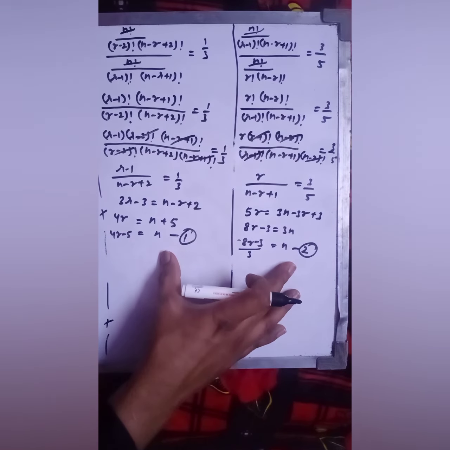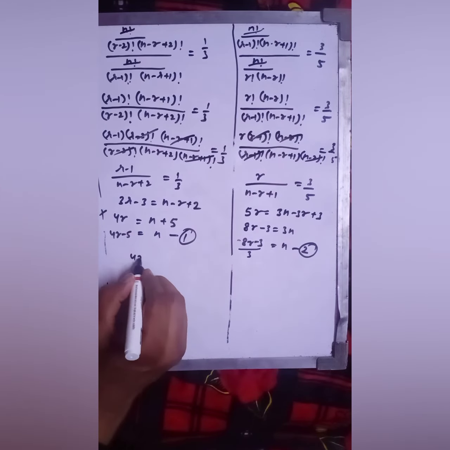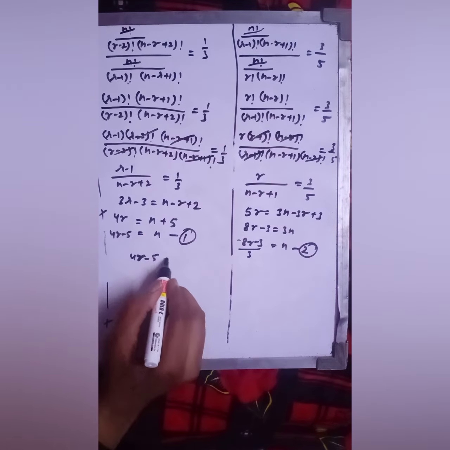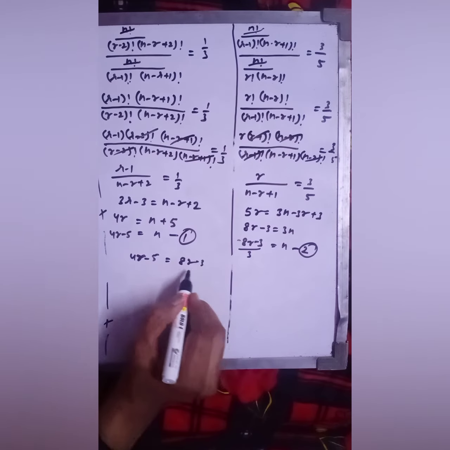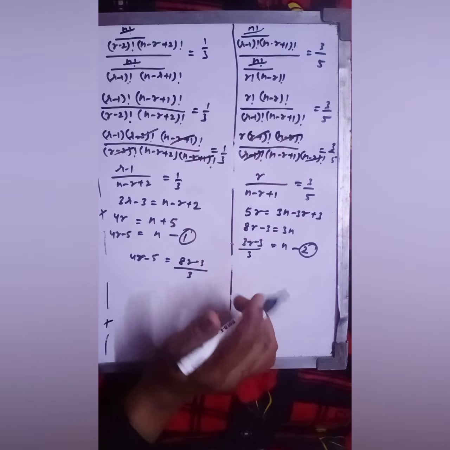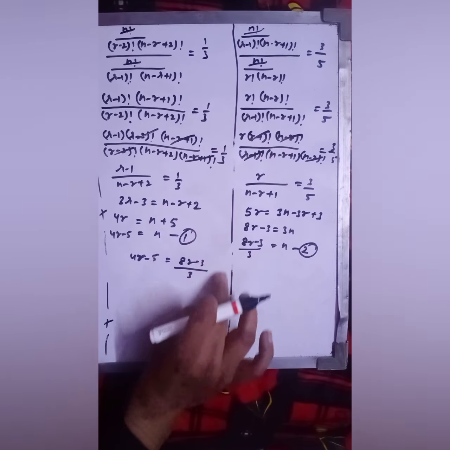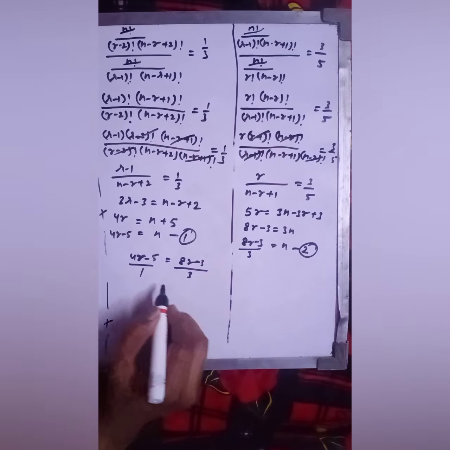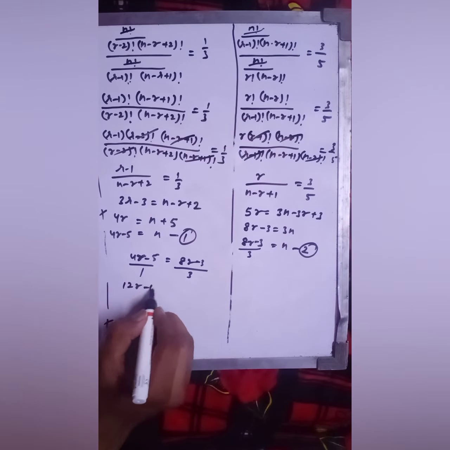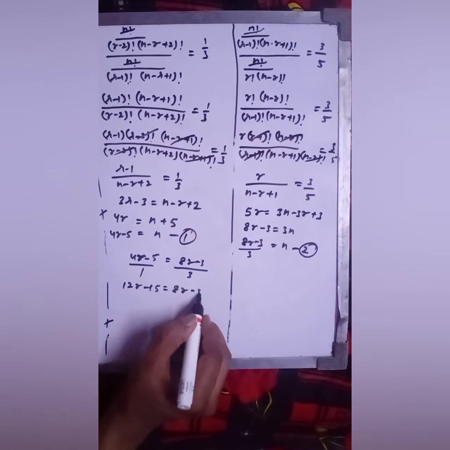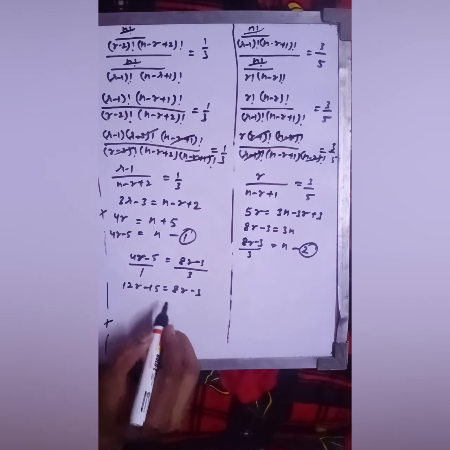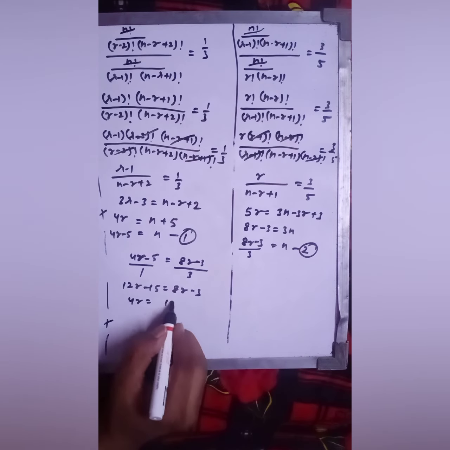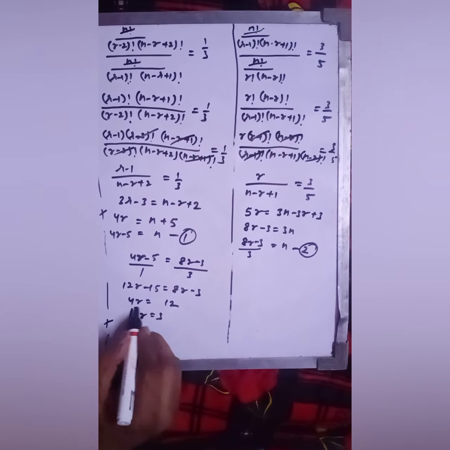So here both are the value of n. So we are equating both of them equals to each other. So 4r minus 5 is equals to 8r minus 3 over 3. This is 8 only. Okay, so now you have to cross multiply. 12r minus 15 is equals to 8r minus 3. Okay, so solve it. This would be 4r and this will come here, it would be 12 only. So your r would be 3.